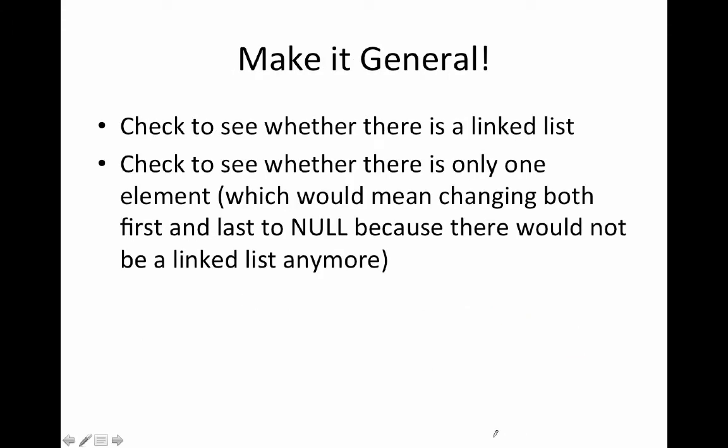So it's important to make the code general. We should actually check to see whether there is a linked list to begin with, so check the value first to see whether it's null or not. And also check to see whether there's only one element. So if there's only one element in the linked list, then it's both the first element and the last element, and so we would have to change both first and last to be null, because if we're deleting the first element, we're basically deleting the entire linked list, so both first and last would be null.